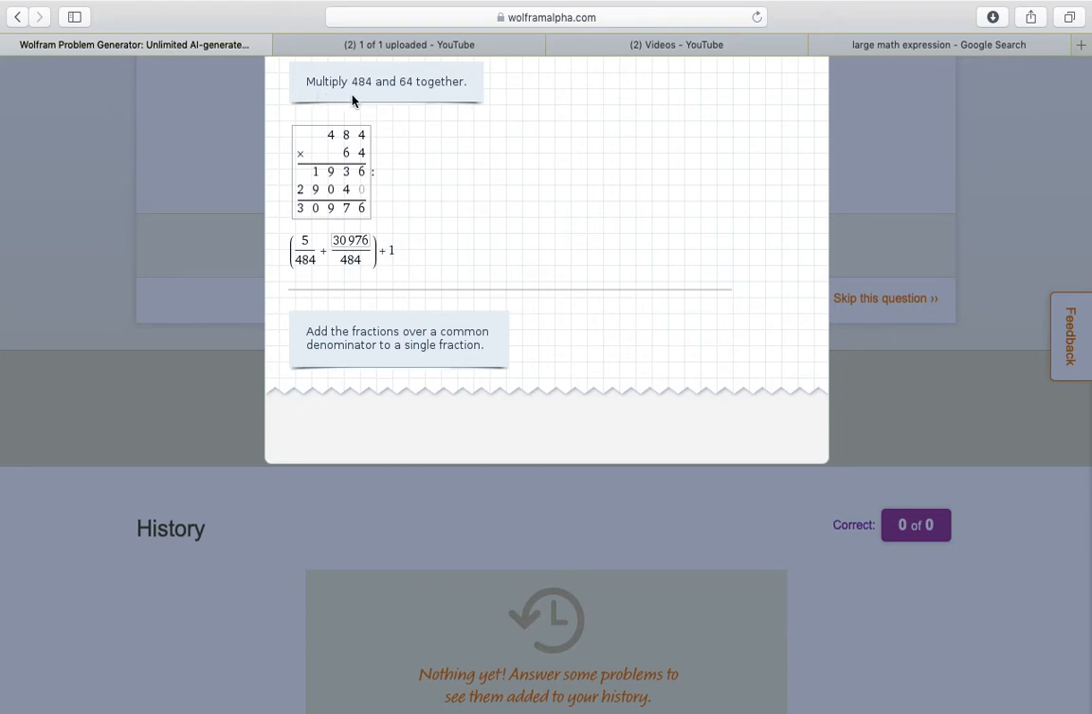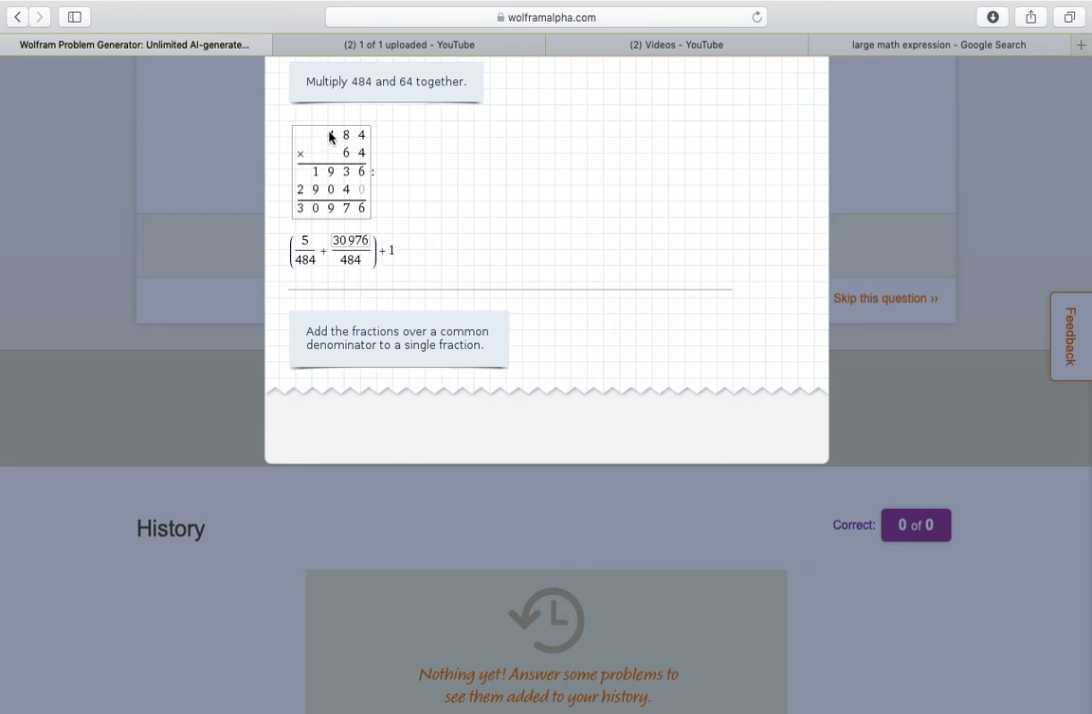So we're going to multiply 484 and 64 together. So here's 484, here's the times, here's 64, and then a horizontal line. So you're going to take 4 times 4 is 16. Then I would carry the 1 and take 4 times 8. That's 32 plus the 1, and then that's the 3. And then you carry the 3 up here.